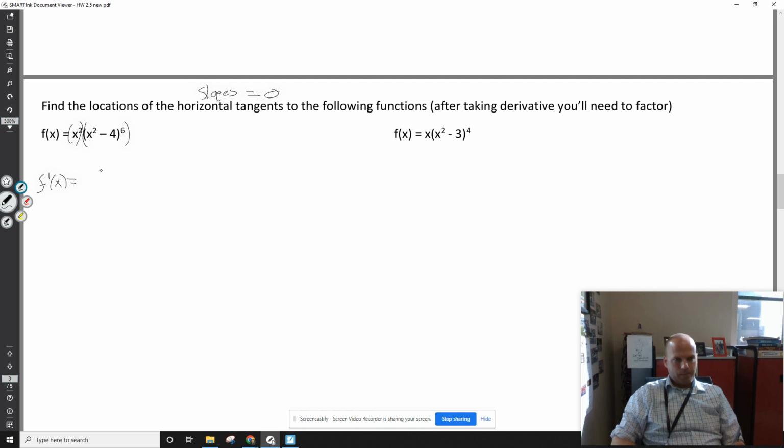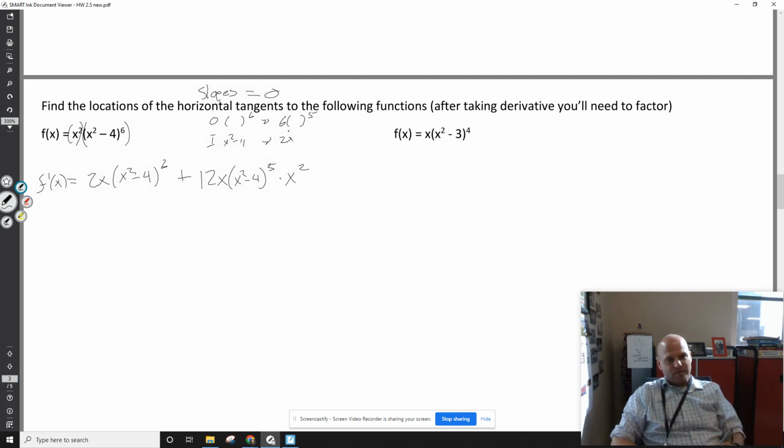And here's what I'm going to get. The derivative of the first times the second, plus the first times the derivative of the second. I got a 6th power, and I got x squared minus 4. That gives me 6 stuff to the 5th, and then 2x. Multiply these together, I'll get 12x, x squared minus 4 to the 5th. That's the derivative of the second. Don't forget the first. Now we have to solve this equation set equal to 0.